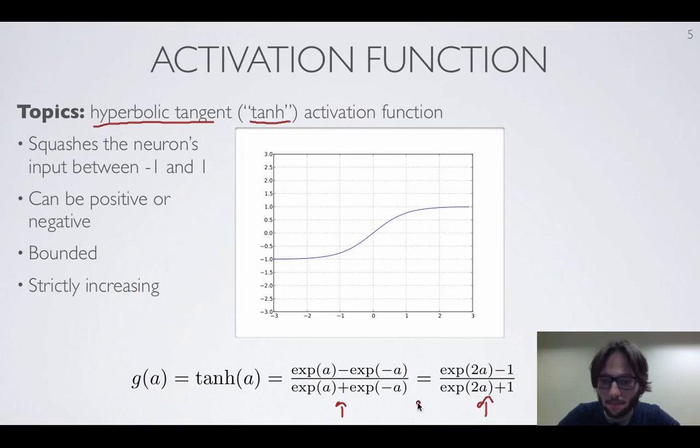And this is just obtained by multiplying by the exponential of the pre-activation at the numerator and the denominator of this formula here. So if we plot this function, we see that now we get an output which is constrained between minus 1 and 1. So this neuron squashes the neuron's pre-activation, so this should be pre-activation here, between minus 1 and 1. So it can be positive or negative. It's also bounded, similarly to the sigmoid activation function, and it is also strictly increasing.